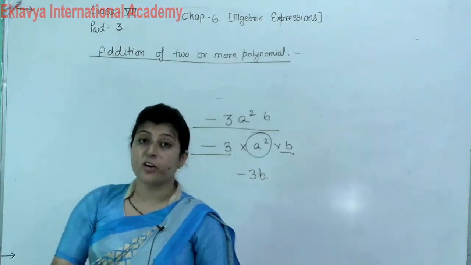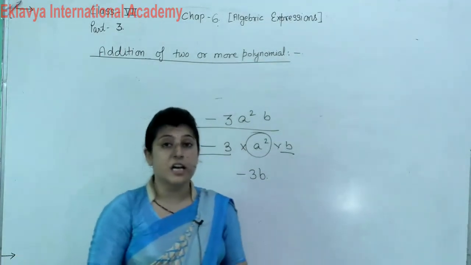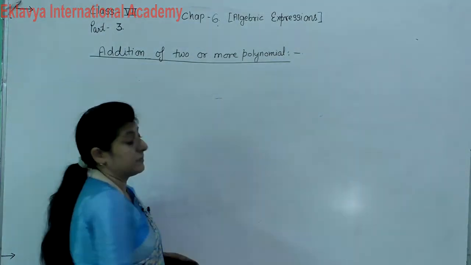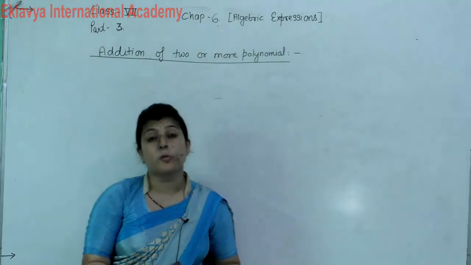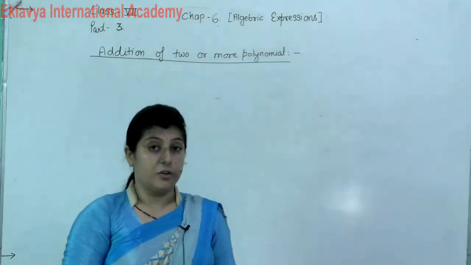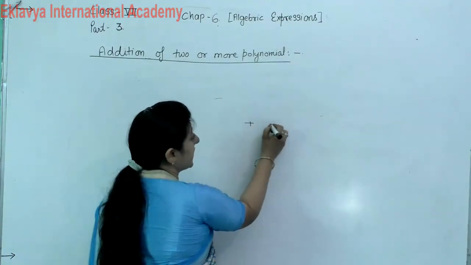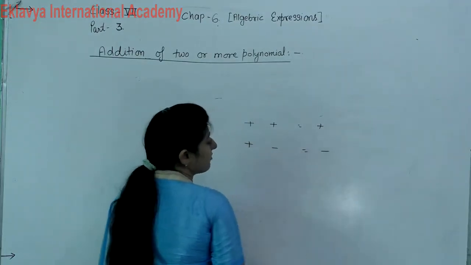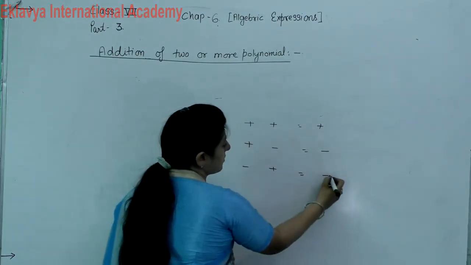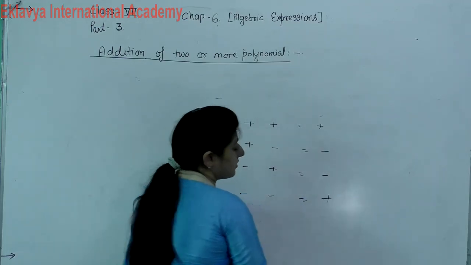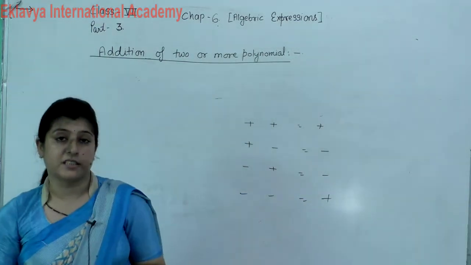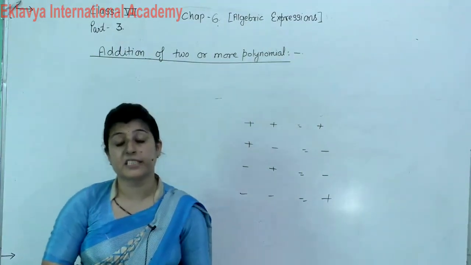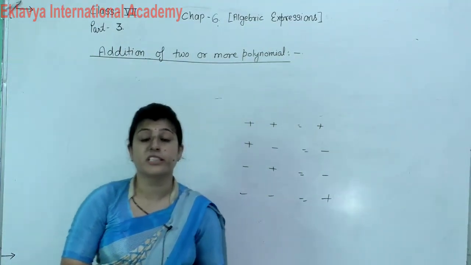Do it in your fair notebook with examples and check your answers also. Do the signs properly. You already know that when you solve plus plus, this is always equal to plus. Plus minus is equal to minus. Minus plus also minus. Minus minus, then plus. So do your exercise properly. Complete exercise 6B in your fair notebook with examples.